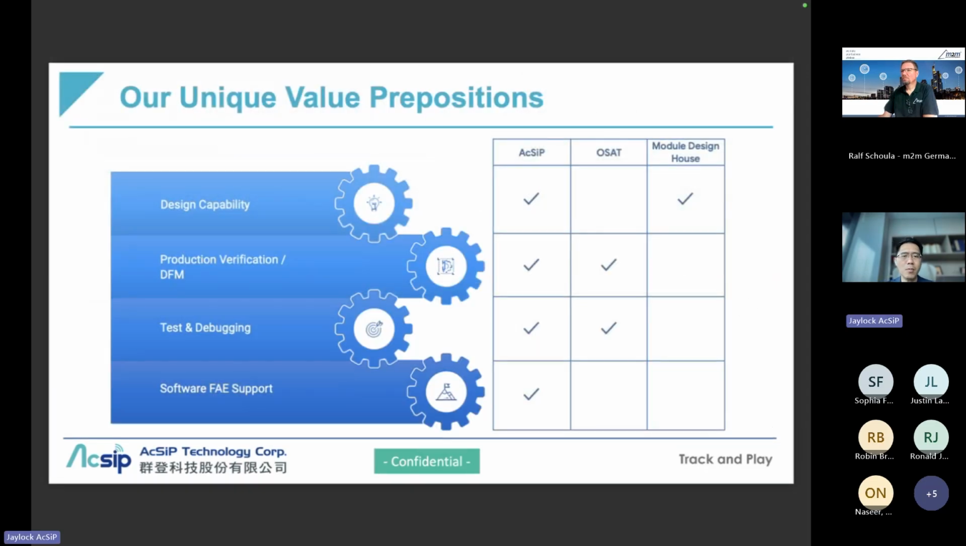In today's market, you cannot afford to be average. We need a partner that provides a distinct advantage. I believe our unique value proposition is to encompass design, production, validation, and software, and help you leave the competition behind. We don't just keep pace, we set the pace. So that's all from AcSiP. Thank you.